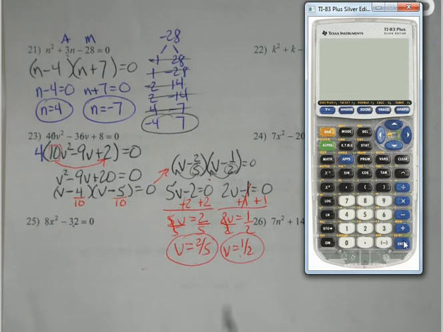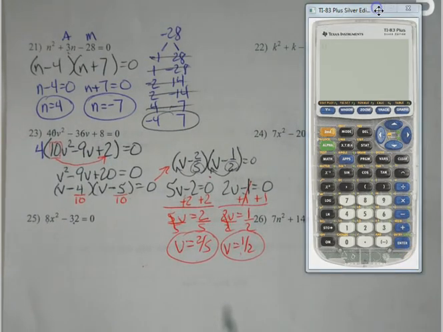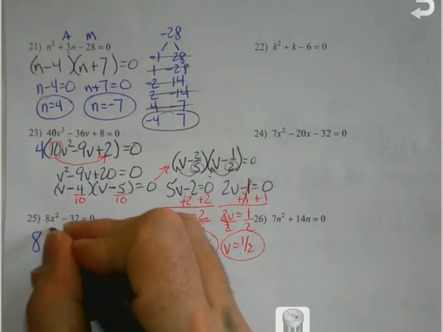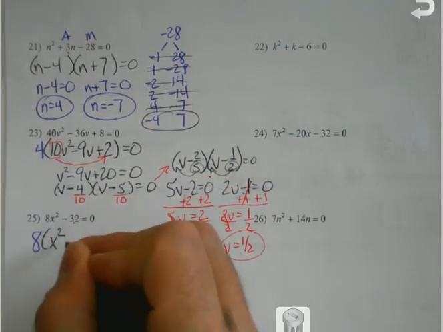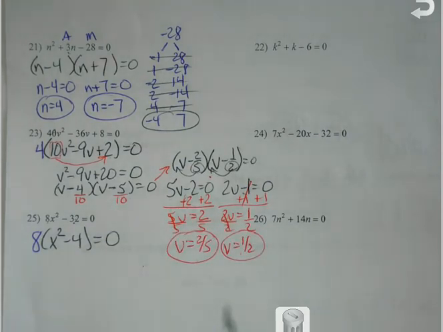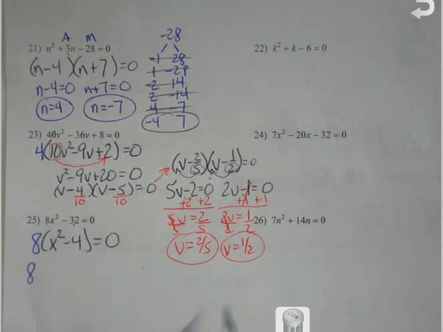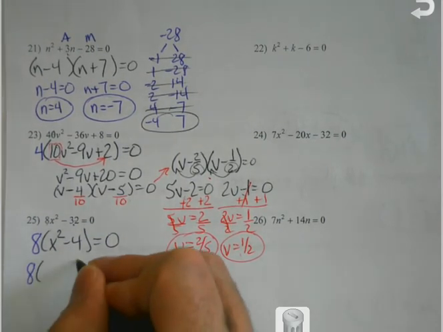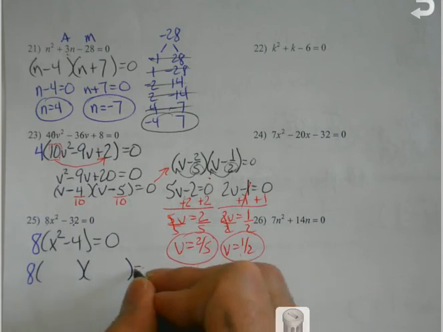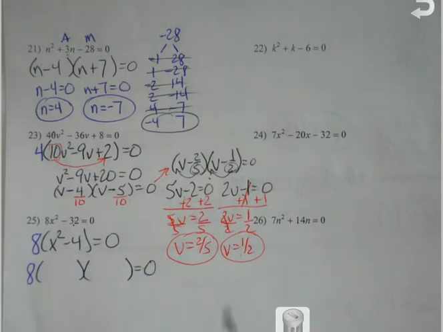Anything divide into 8 and 32? 8. X squared, 32 divided by 8 is 4. Check out what's left in the parentheses. How do I factor what's left in the parentheses? If you need to, look back up at number 17 as a helpful hint.